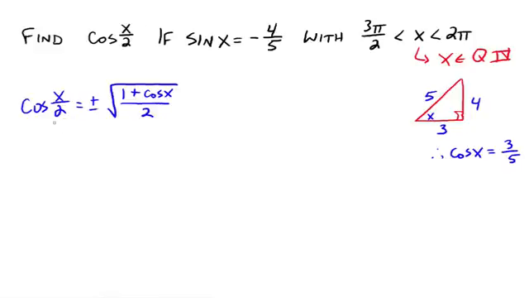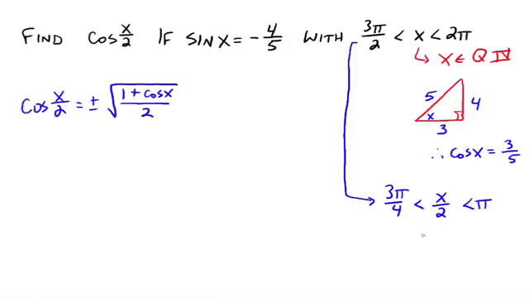So now the question becomes, is cosine of x over 2 going to be a positive value or a negative value? Well, what quadrant is the angle x over 2 located in? If x is located between 3 pi over 2 and 2 pi, let's come down here real quick, then if we divide all three of these sides by positive 2, we would have 3 pi over 4 is less than x over 2 is less than pi. That means x over 2 is in what quadrant? That's right, it's in quadrant 2, since 3 pi over 4 to pi is located in quadrant 2.